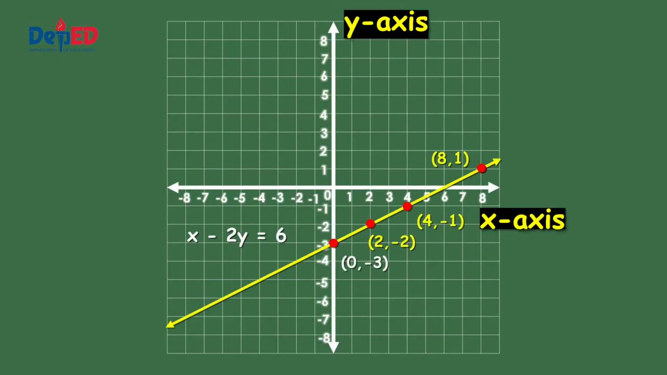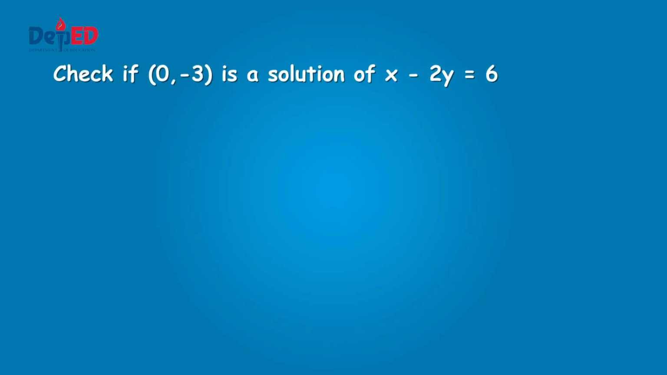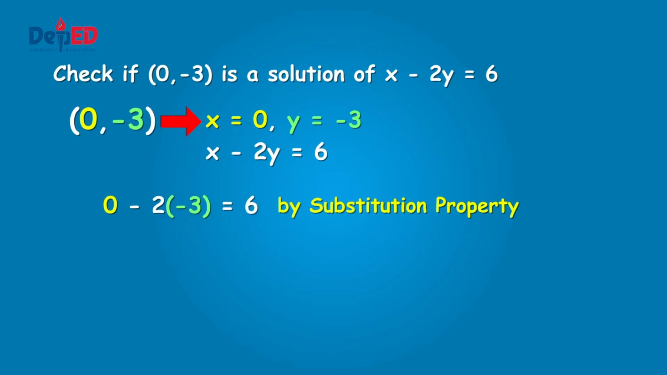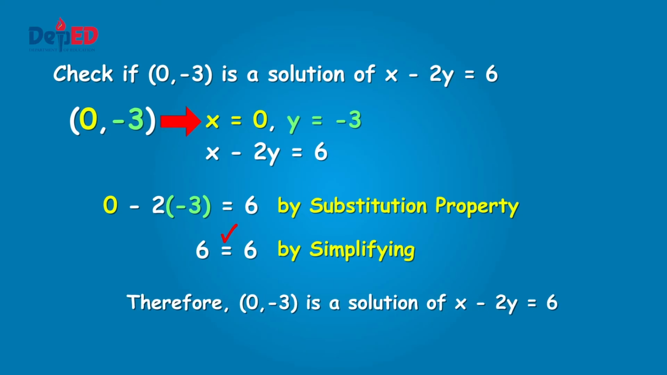Let's try some points. We have here point (0, -3), which lies on the line. So let's check if it is a solution to the equation. The ordered pair (0, -3) means that we have x equals 0 and y equals -3 to be substituted in the equation. This becomes 0 minus 2 times -3 equals 6. By simplifying, we have 6 equals 6. Therefore, (0, -3) is a solution.